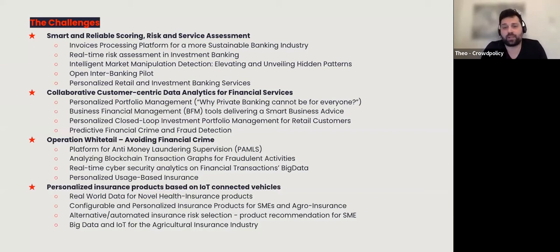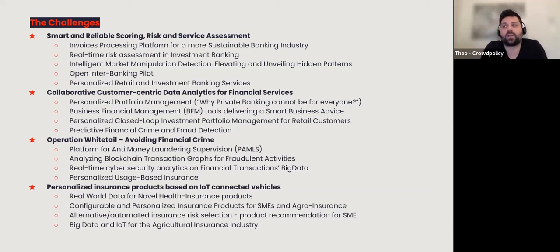This is also part, as you saw in the video, we have 16 pilots working on all these different challenges. So you will find materials for each one of these on the marketplace that you can use for your applications as well. So the first one is about smart, reliable scoring, risk and service assessment.